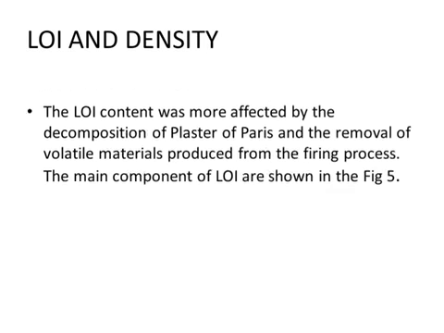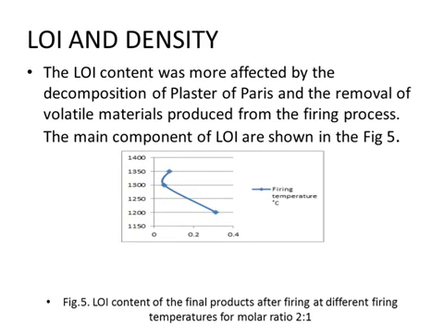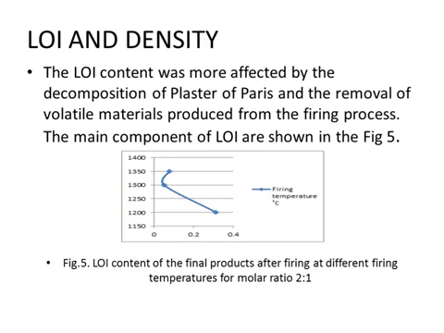Loss on ignition and density. The loss on ignition was mainly affected by the decomposition of plaster of Paris and removal of volatile matters which takes place during the firing process. The main component of the loss on ignition is shown in the following figure. This is the loss on ignition content of the final product after firing at different temperatures with a molar ratio of 2:1. From this graph, we can infer that the loss on ignition value decreases with an increase in the temperature.